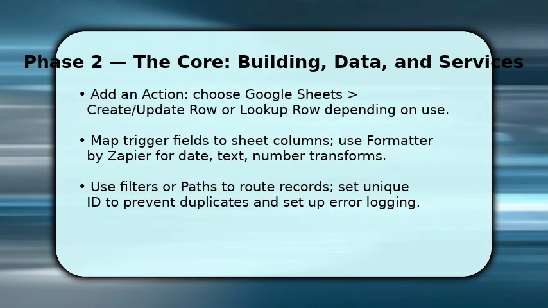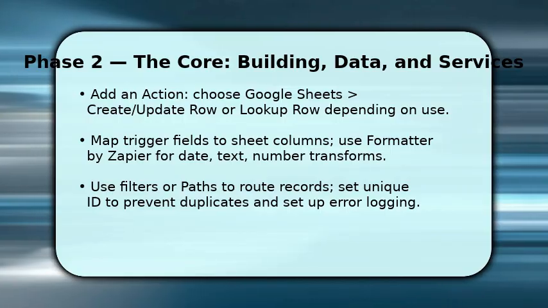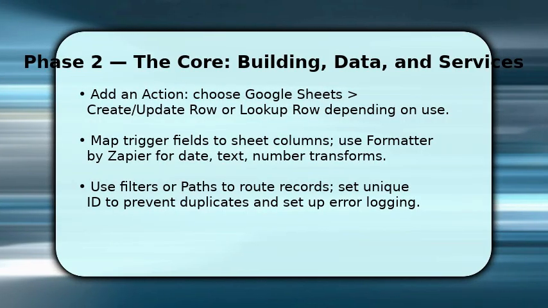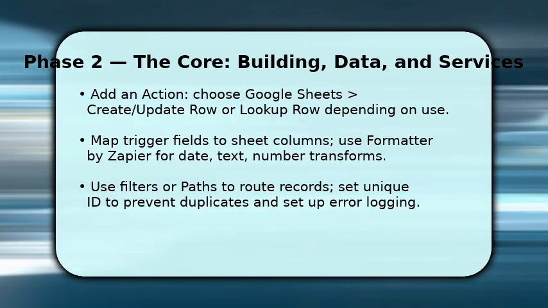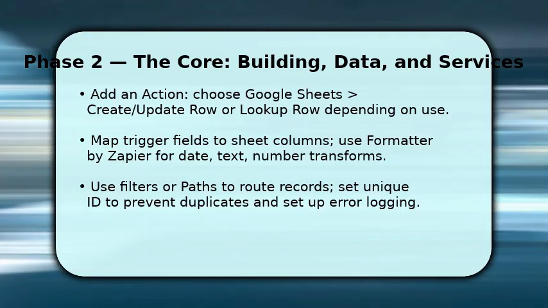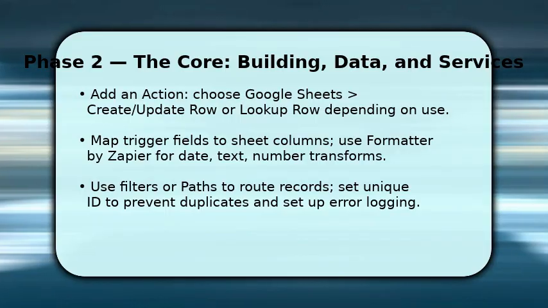Once your trigger is passing data, add a Google Sheets action like create row or update row and map each trigger field to the exact sheet column. Make sure to use Formatter by Zapier when you need to convert dates, strip characters, or format numbers. This keeps data consistent. Also, add filters or paths to handle branching logic, and include a unique ID or lookup step to avoid duplicates. These middle steps are where reliability and data integrity are established.